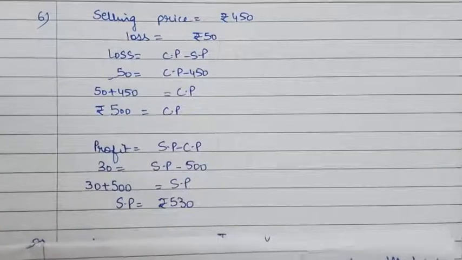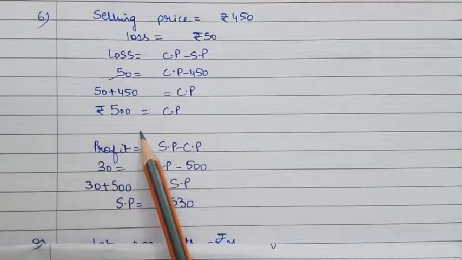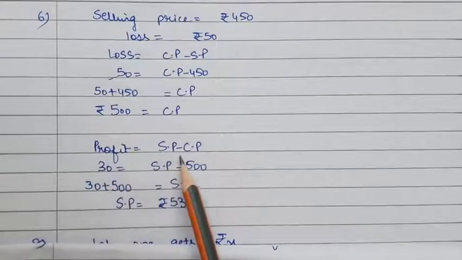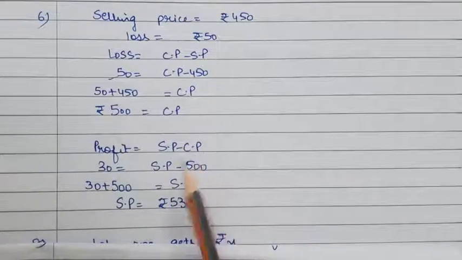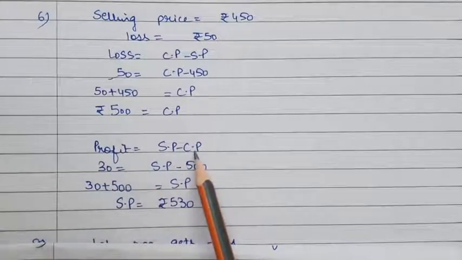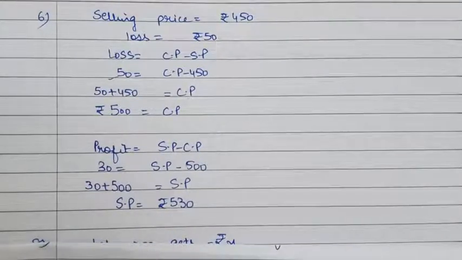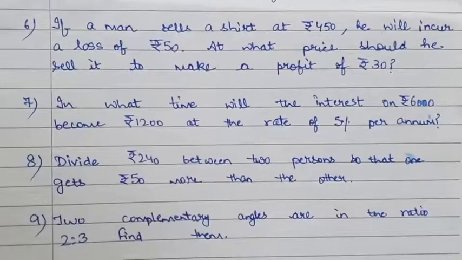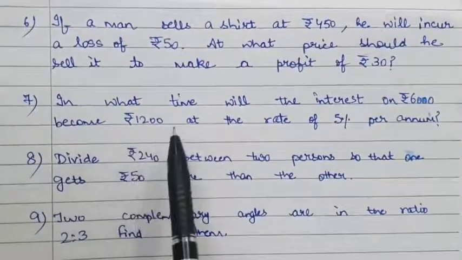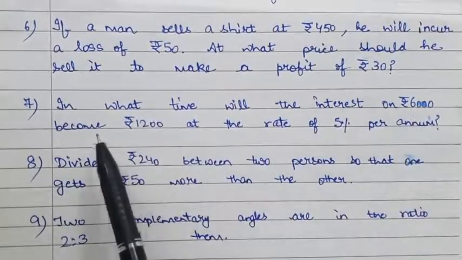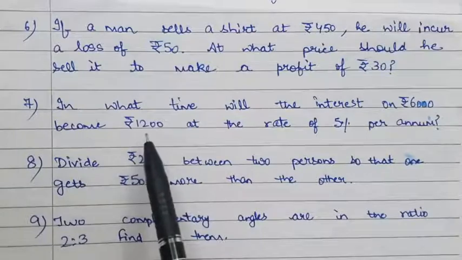So what do we get? The cost price we got is rupees 500. Now the formula for profit is selling price minus cost price. By putting the value of cost price, the selling price we got is rupees 530. Clear, children?